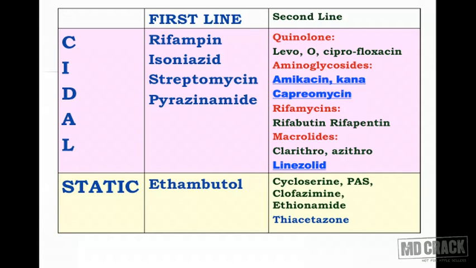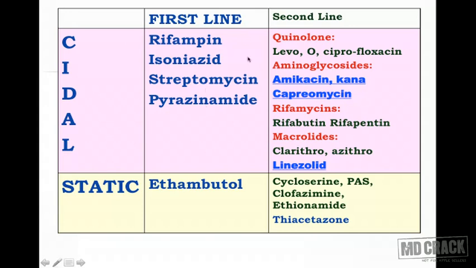Let's go to the next slide to see the first line and second line agents. The only difference is I'm not just saying first line, second line. I'm also dividing them into bactericidal drugs and bacteriostatic drugs. So now you get 4 groups: the bactericidal drugs, which are first line and second line, and the bacteriostatic drugs, which are first line and second line. Let's look at the first row, that's cidal drugs, first line, 4 important drugs: rifampin, isoniazid, that's INH, streptomycin, an aminoglycoside, and pyrazinamide.